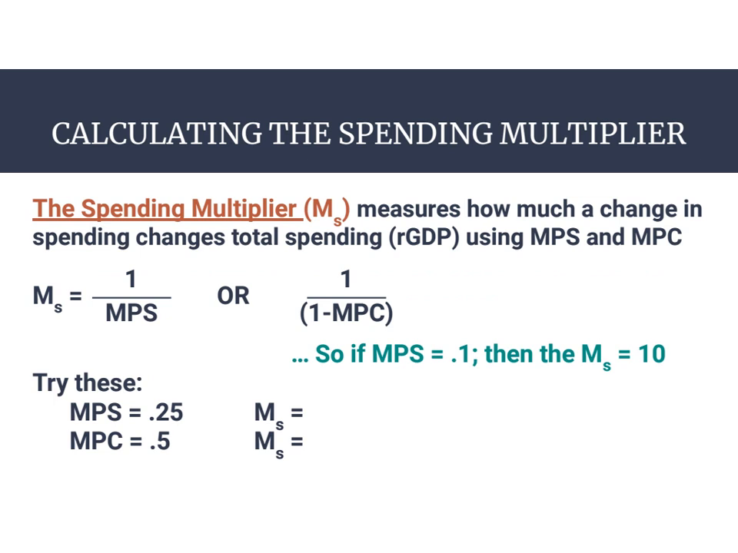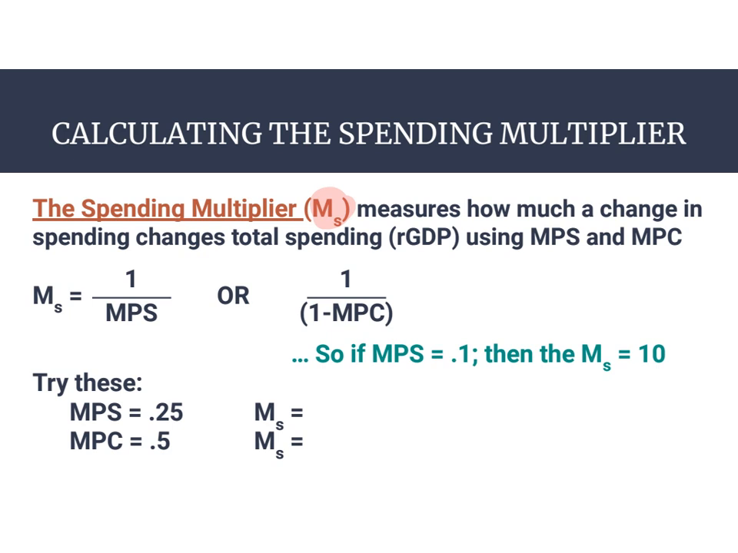So this all takes us to calculating the spending multiplier, which is identified here as M sub S. The spending multiplier measures how much a change in spending changes total spending, or real GDP, using the marginal propensity to save and marginal propensity to consume. So this is going to be a useful thing to find out how much total spending changes when you change a level of spending. It's a shortcut for us to find out, when person A spends $10, what the end result will be without having to go through all the steps and processes.